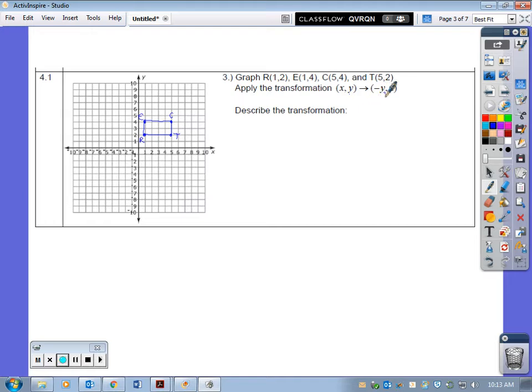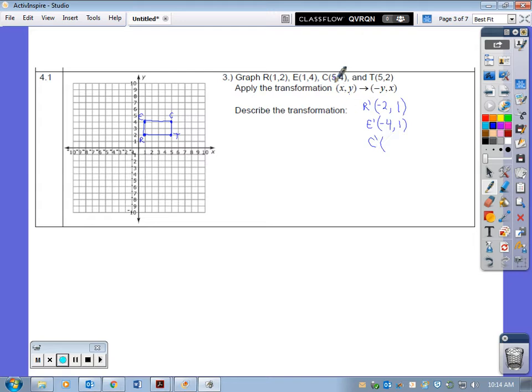So we're going to flip each of our points and change the y to a negative, or to the opposite sign. So our R primed is going to become negative 2, and so that's our negative y, and our x stays the same, so it becomes 1. Our E primed flips places, and our y becomes negative, so our negative 4 is first now, and our 1 is second. So our C primed, it's 5 and 4.